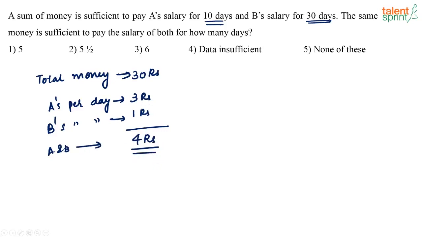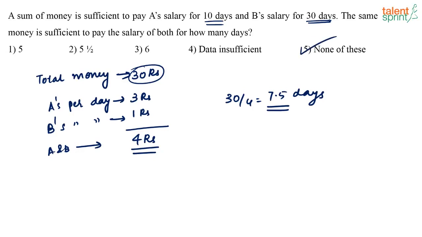Now what is the question? With the same 30 rupees, how many days will it be enough if I pay both A and B together? Nothing but 30 divided by 4. That's all. 30 by 4 is how much? 7.5. So it will last for 7.5 days, which is not there in the options. So what is the correct answer? The correct answer is going to be none of these.